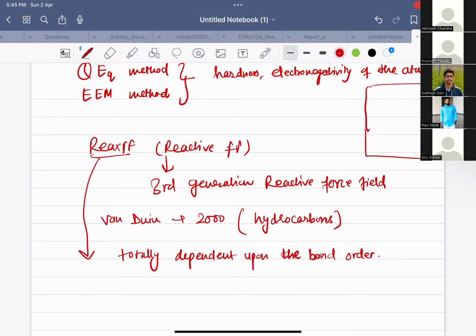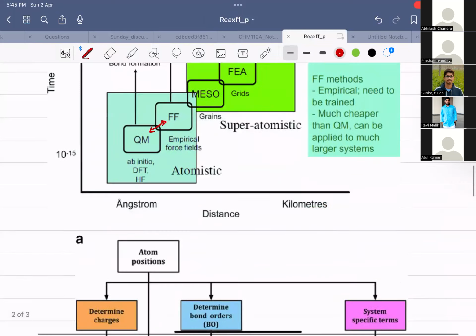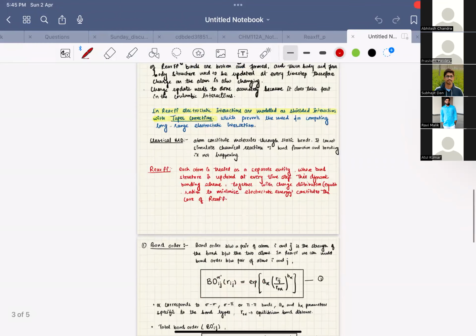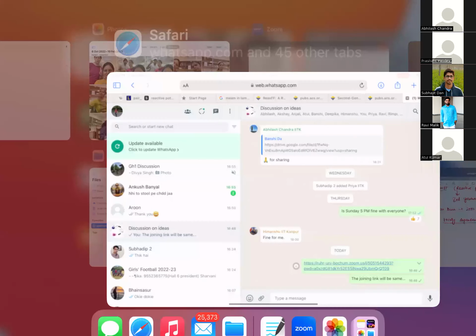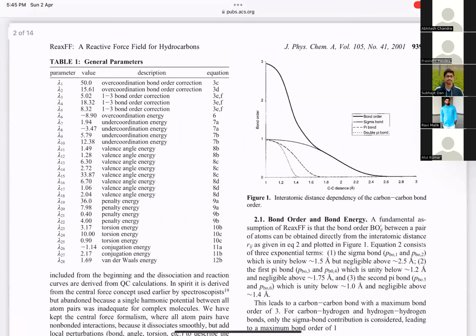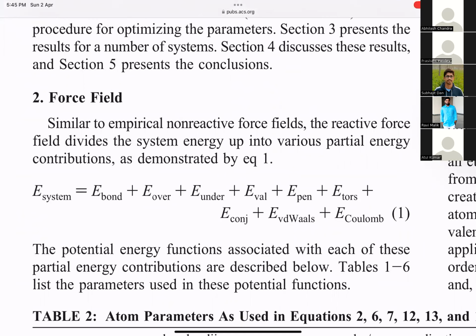It is totally dependent upon the bond order, and it has an explicit form. Like if I can show you right now, here it was. So this was for the bond order. Sorry, I couldn't write it down. Is it visible? Yes, it is visible.